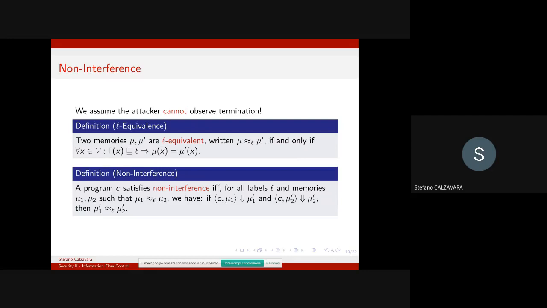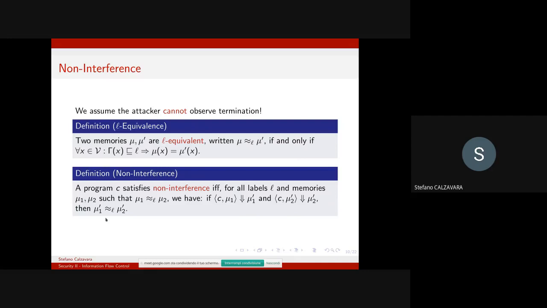If we build on top of this notion of equivalence, we can formally define non-interference very easily by saying that a program C satisfies non-interference if and only if, for all the labels we pick, so for all the possible attackers, and for all the memories mu1 and mu2 such that these two memories cannot be distinguished by the attacker, if we let the program run over the two memories and we get final results, then also the final memories that we get cannot be distinguished by the attacker.